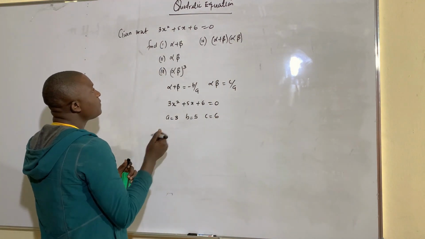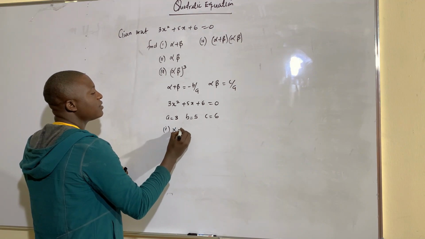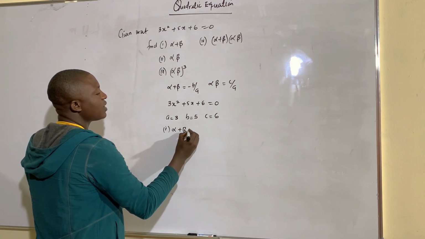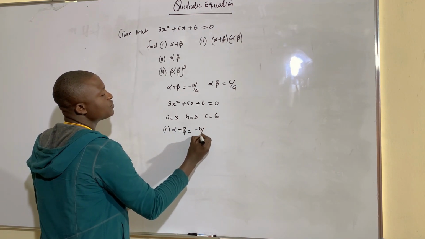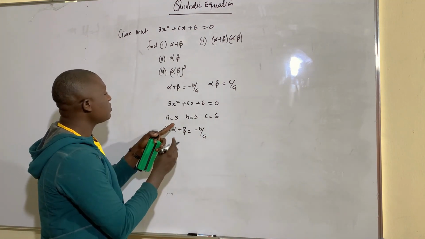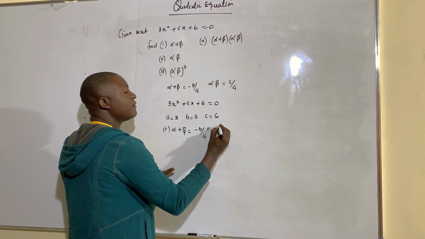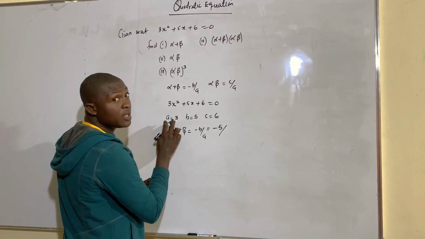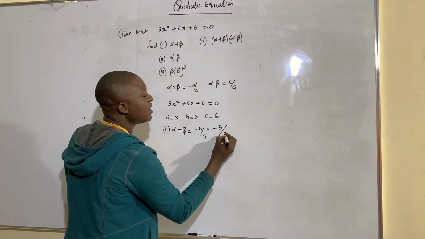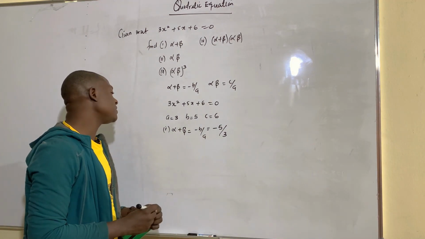Now, the first question I was asked is to find alpha plus beta. Alpha plus beta I know is minus b over a. Now, I can have this one to be minus. So my b here is 5. We can have 5 over, and our a is what? Our a is 3. That's 5 over 3. You can see that it's simple and straightforward.